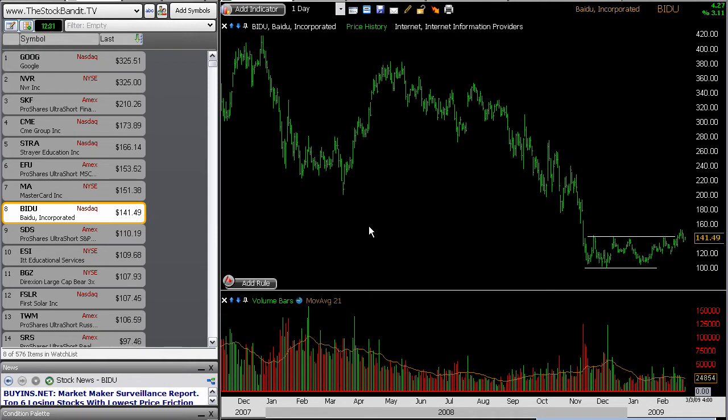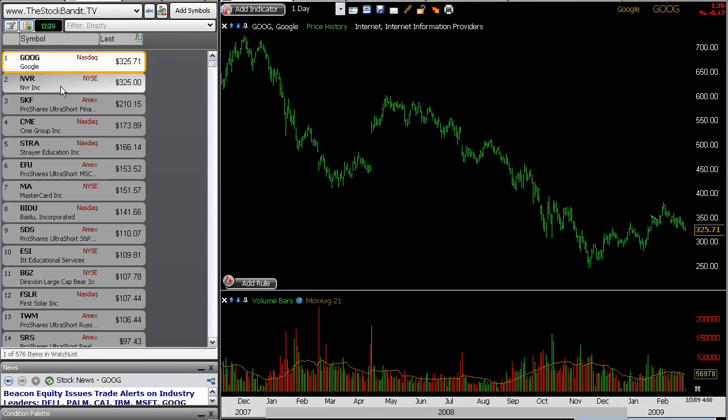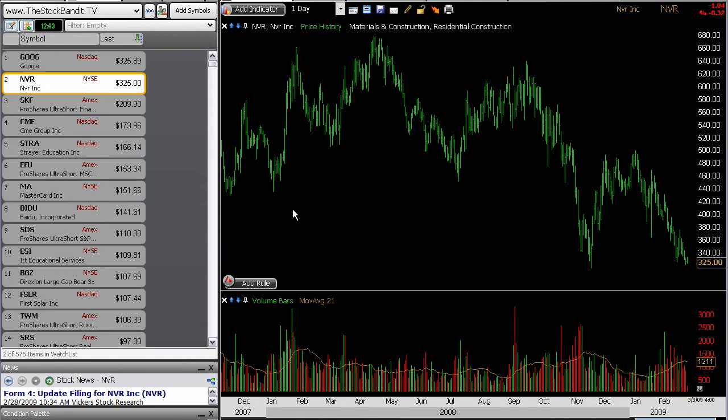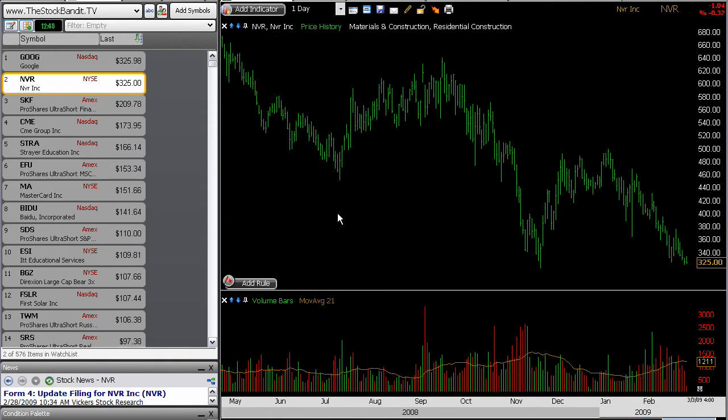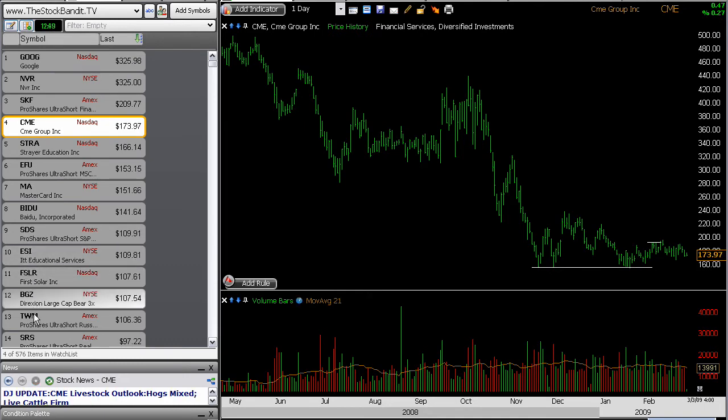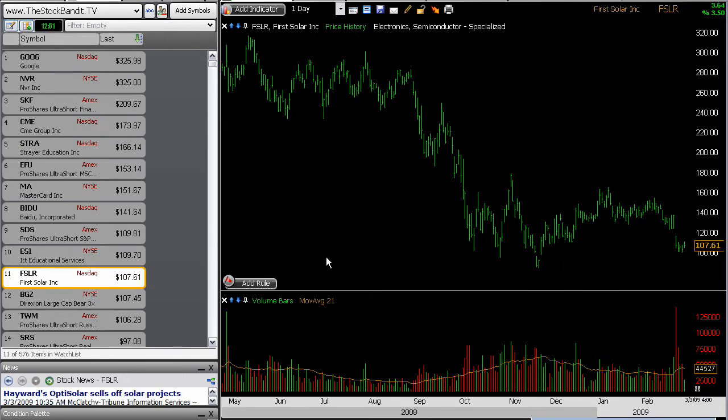So one way to really quickly streamline your watch list is just set some parameters for price. Now, many of you have upper price thresholds for stocks that you don't want to trade. So maybe you know that you don't ever trade Google or NVR in the mid 300s. Maybe you don't even trade stocks like CME or maybe First Solar, in triple digit land. Maybe you just avoid all those altogether, and that's okay. You don't have to trade those kinds of stocks in order to do well.